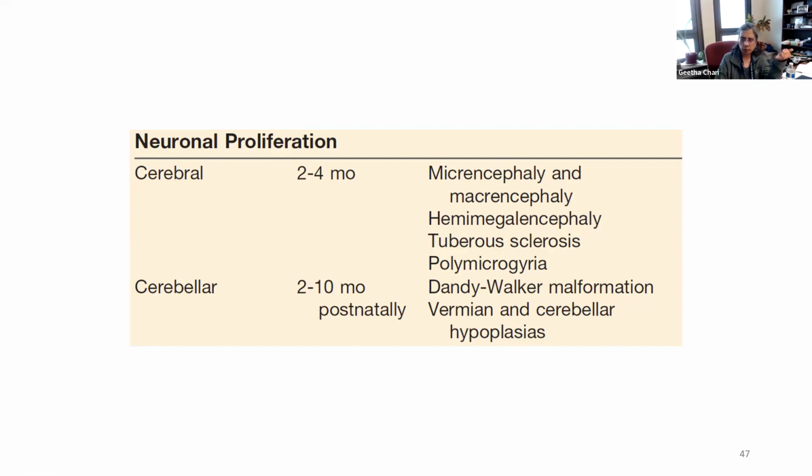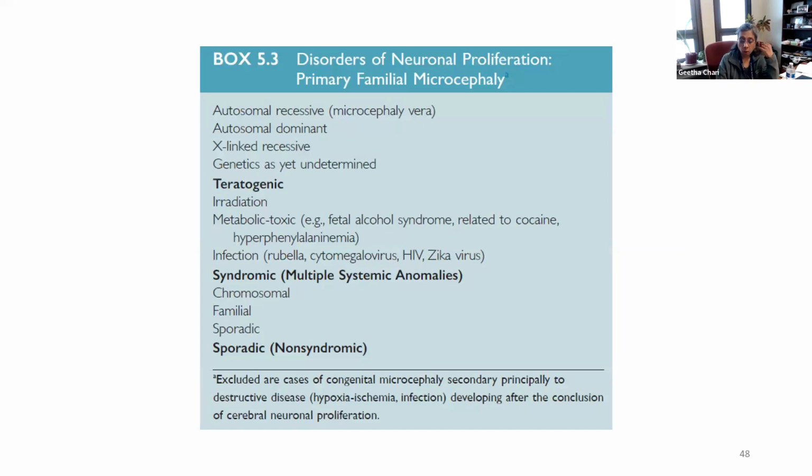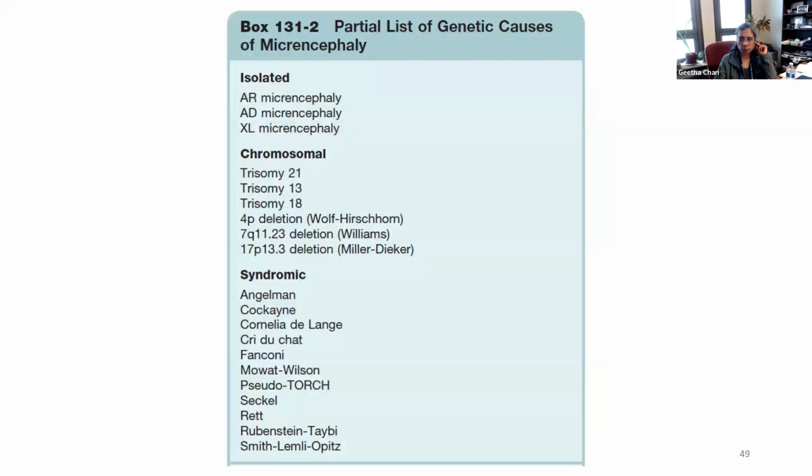and the various spectrum of the Dandy-Walker, including vermian and cerebellar hypoplasia. So the causes, again, tend to be much more genetic, and they tend to be either autosomal recessive or autosomal dominant. Teratogenic effects can also happen, especially with fetal alcohol syndrome and various infections. All those things can also give rise to microcephaly, which is a first form of the neuronal proliferation disorder. The genetic causes include trisomy 21, trisomy 18, trisomy 13, and various syndromes. All of them can be associated with microcephaly.